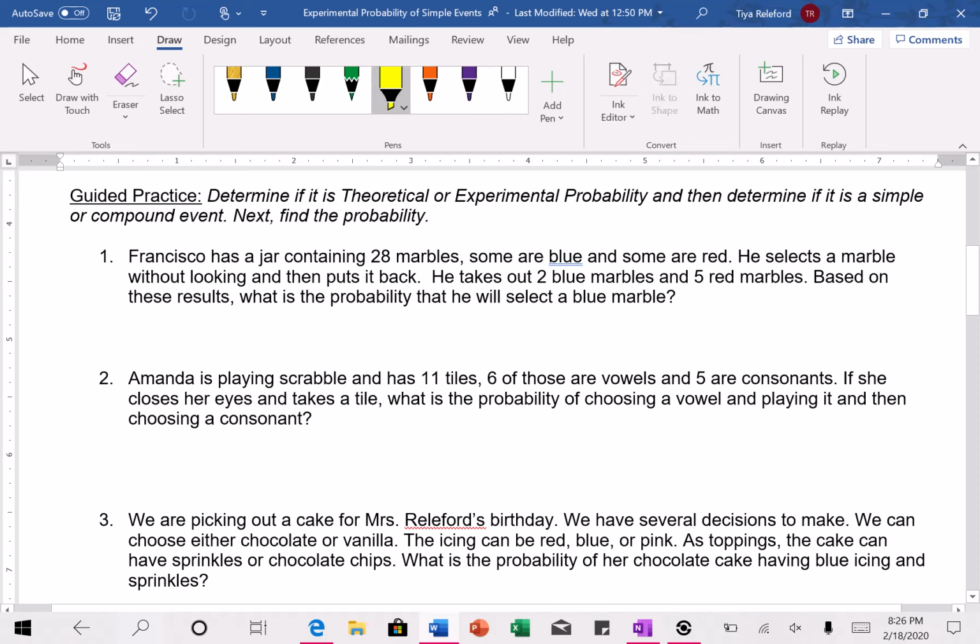Okay, now this gives you a whole lot of instructions. You need to define if it's theoretical or experimental. Then you need to say simple or compound. Then you need to find the probability. All I really need you to do is find the probability.